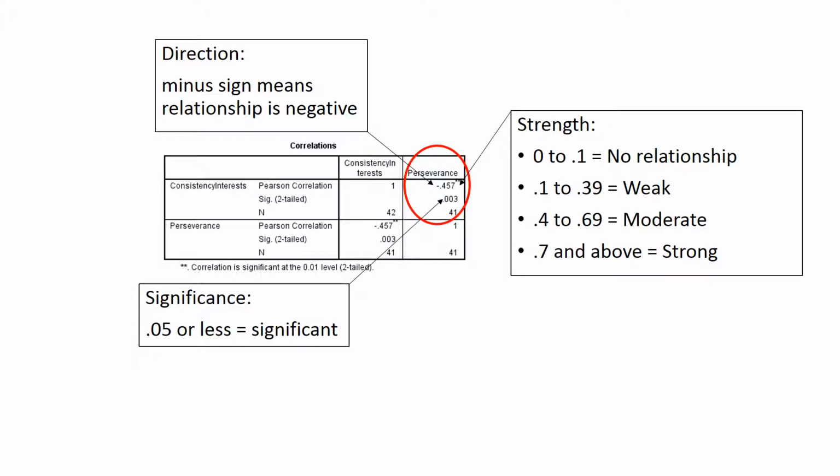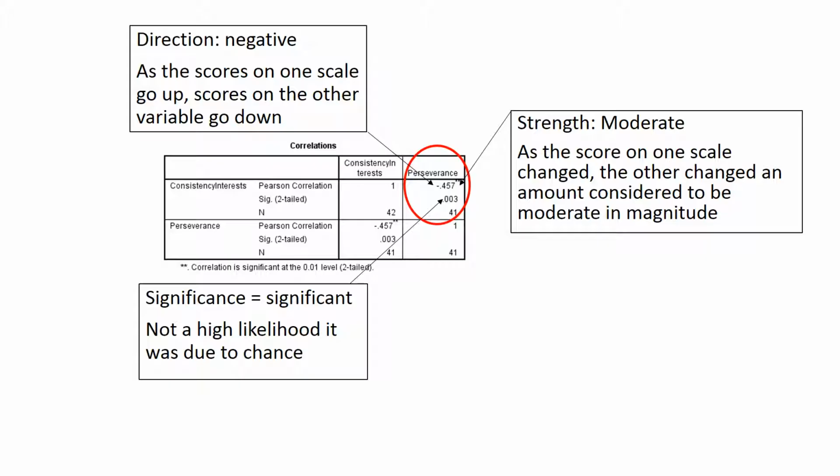To determine the significance, we look at the number in the Sig two-tailed line. If it's less than 0.05, it's significant. In this case, the significance level is 0.003, so it is significant. Okay, and what's that actually mean?